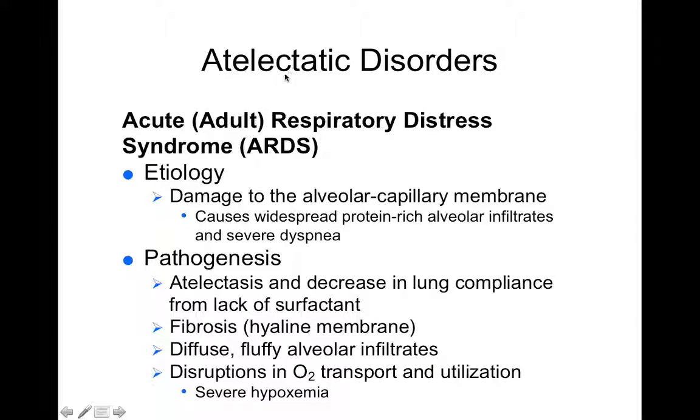So we're going to next move on to the atelectatic disorders, you guys. And these atelectatic disorders are ones which cause partial or complete collapse of a lung or airway. That's what atelectasis is. Okay.